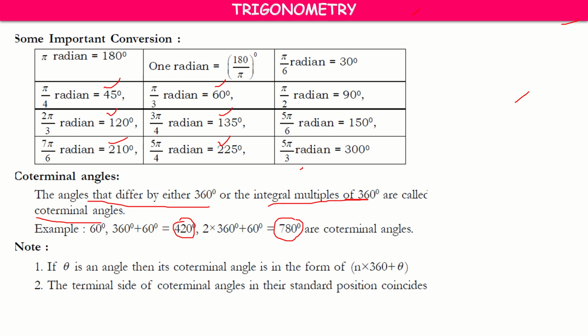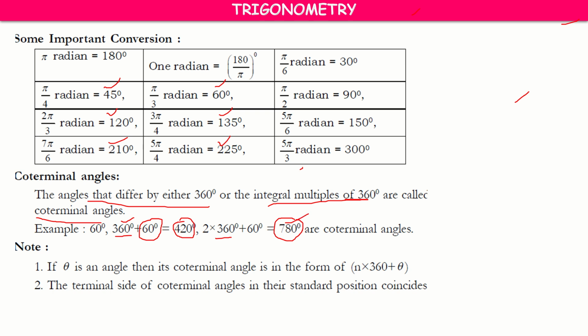See 420 degrees, how do we get it from 360? If you add 60 degrees you will get 420. So 360 we are taking here, it is nothing but a co-terminal angle. 780 degrees, how do we define it? 2 into 360 plus 60. So again 360 we are using, no? So 780 degrees is called a co-terminal angle.